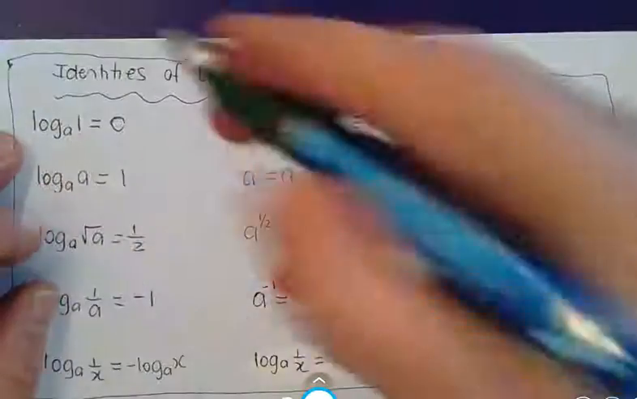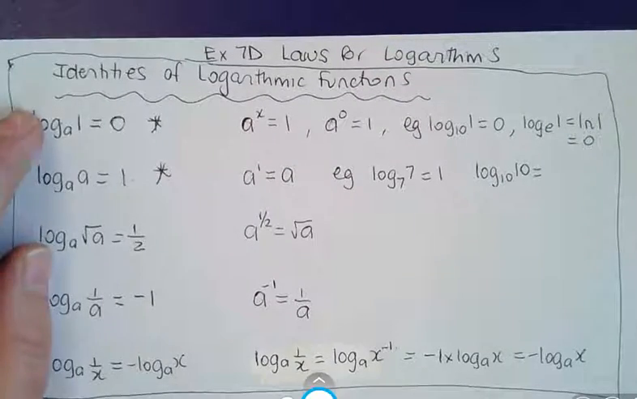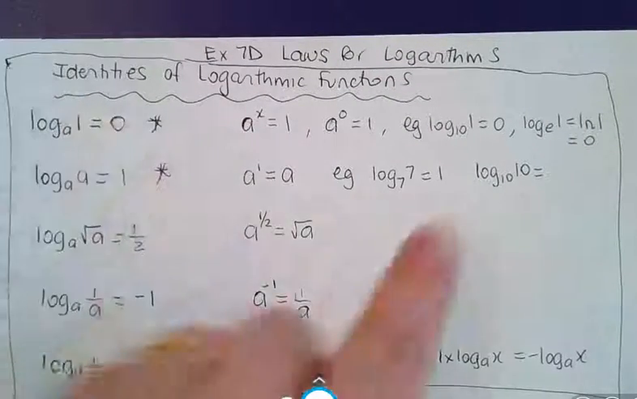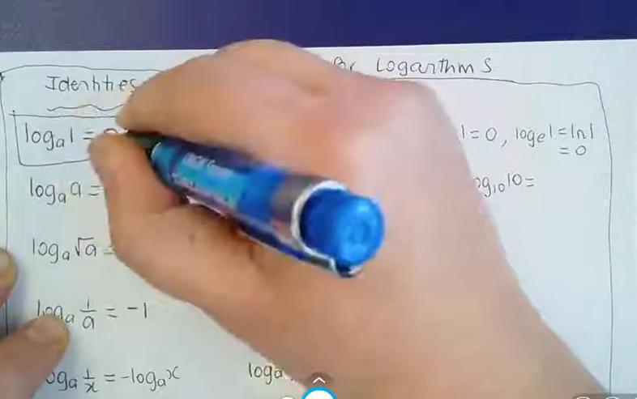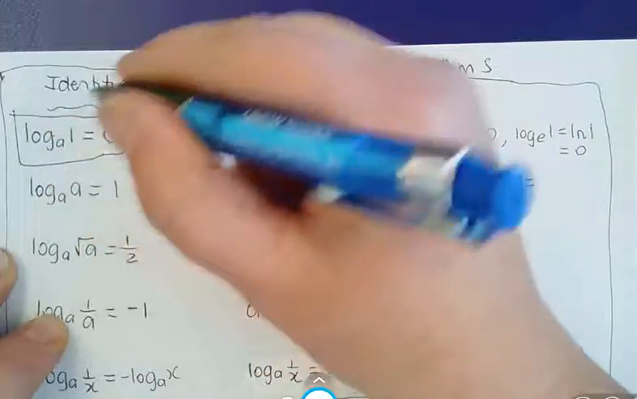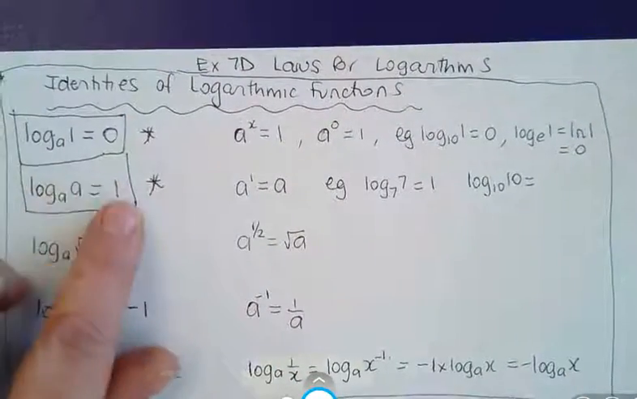So you need to know these. Log of 1 is 0. Very, very important, this one. So that could be log to the base 10 of 1, ln, log to the base e of 1. Log to the base anything of 1 is 0. The other really important result is log to the base a of a is 1.